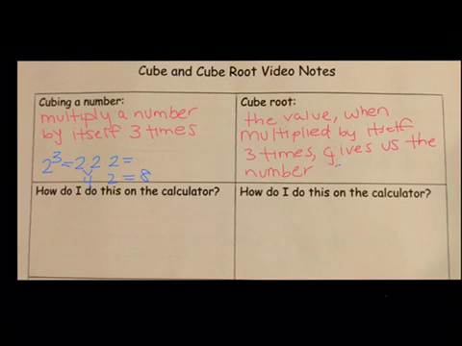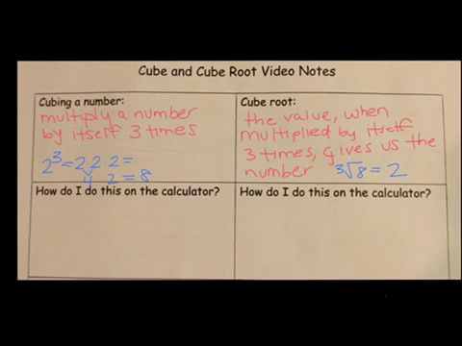So an example of this is if we're finding the cube root of 8, and this right here is the way we show the cube root. Finding the cube root of 8, we're looking for a value that when multiplied by itself 3 times will give us 8. From the previous example, we know 2 times 2 times 2 gives us 8. So our answer is 2 for that one.